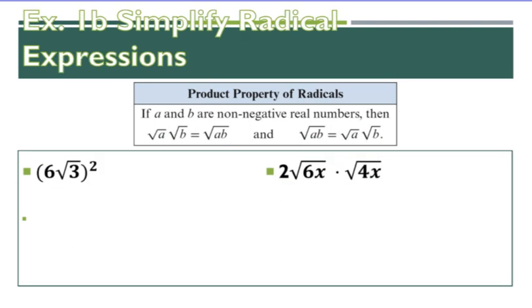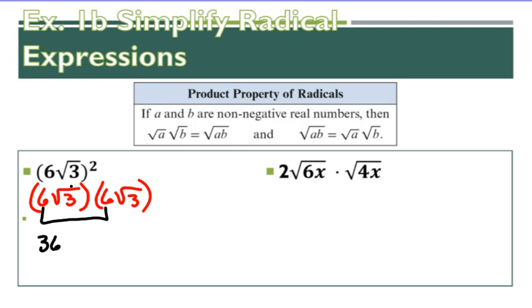Next one, 6 times the square root of 3 squared. So this is really saying 6 times the square root of 3 times 6 times the square root of 3. So I multiply the 6's together. So 6 times 6 is 36. And then the square root of 3 times the square root of 3 is the square root of 9. And the square root of 9 is 3. So we have 36 times 3, which would give us an answer of 108.